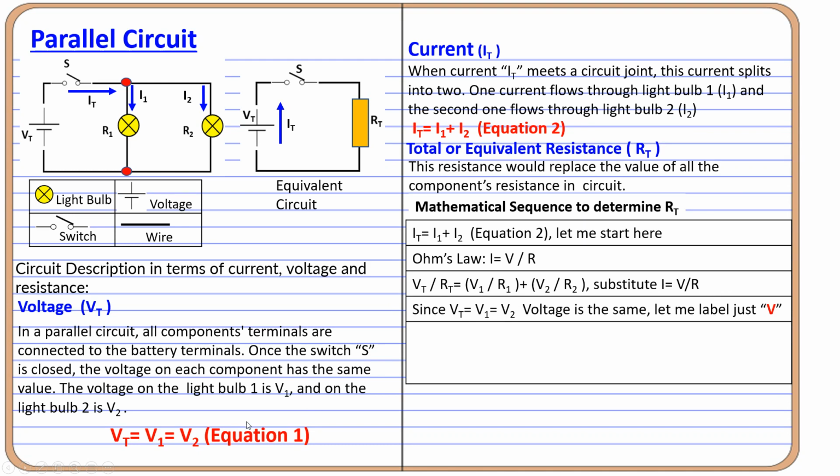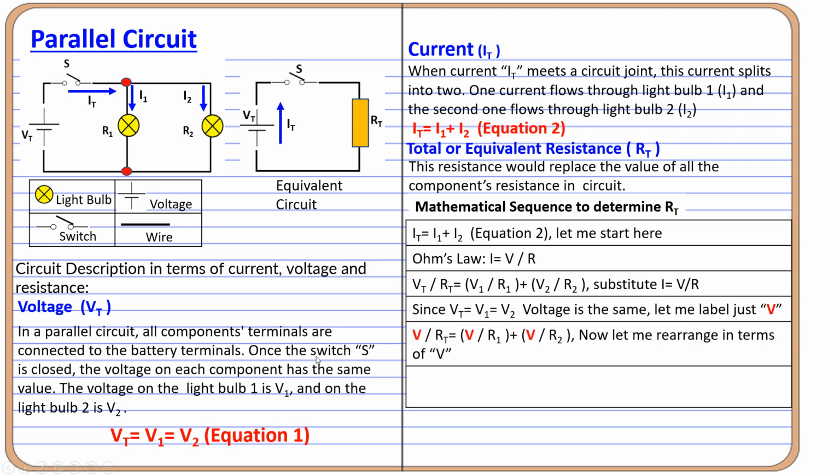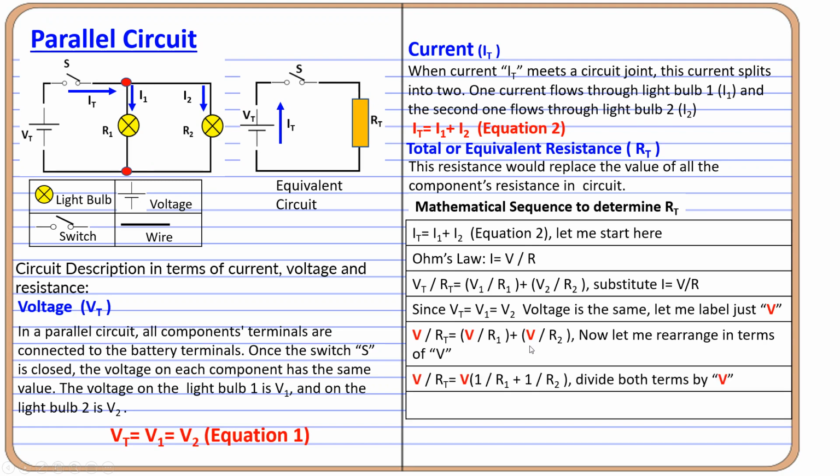Now, since we state that all the voltage in a parallel circuit is the same, instead of labeling it differently, I'm just going to call it plain V. Now I'm going to substitute the voltage that is labeled as VT as V, V1 as V, and V2 as V. Now let me rearrange in terms of V.